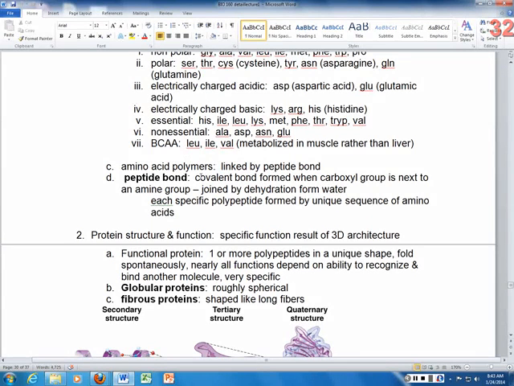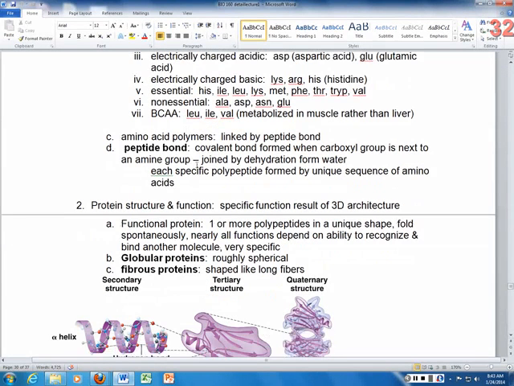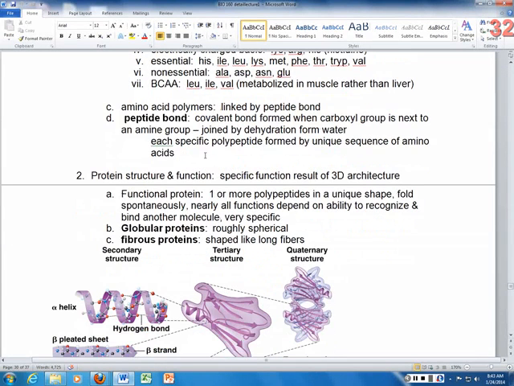So your amino acid polymers are going to be linked by a peptide bond. And the peptide bond is just a covalent bond that's formed when you have this group next to this group. So what you're going to do is pull off an OH here and a hydrogen here, and you'll have dehydration that occurs, and then they bond together by removing the water out of it.